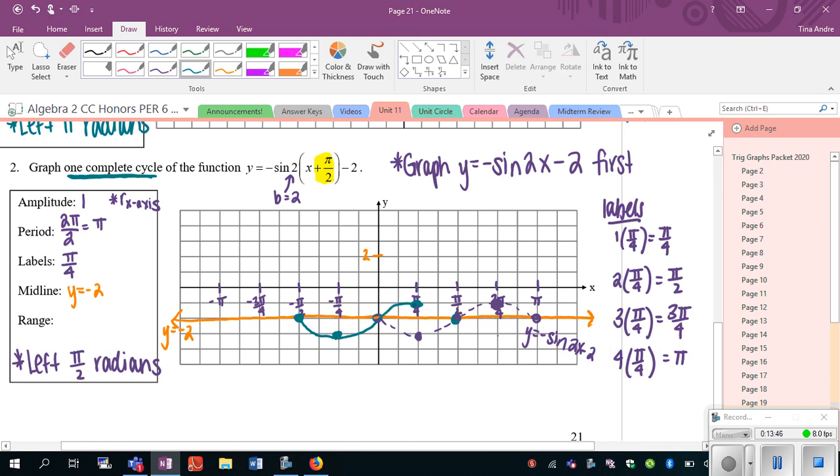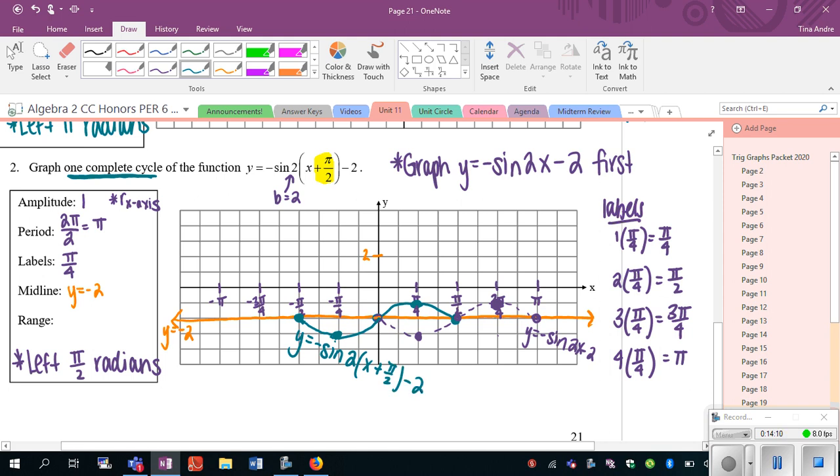Again, do your best to make these look curved. This one's not looking too hot, but that's okay. At least you want it to look curved. You don't want it to look linear for sure, or like an absolute value or something like that. So this is going to be the final answer: y equals negative sine 2 times x plus pi over 2 minus 2.